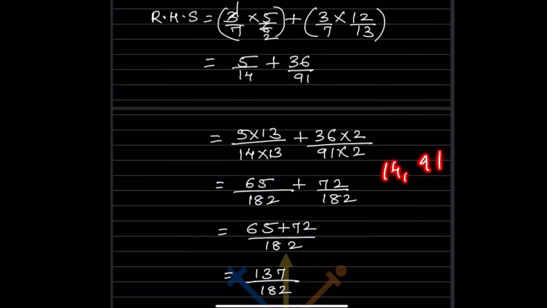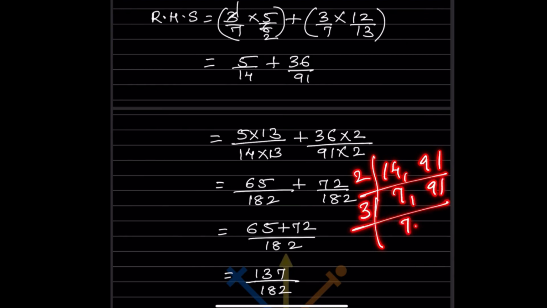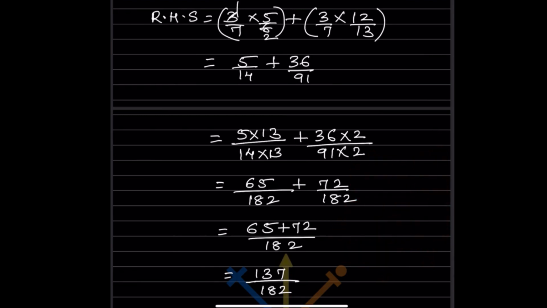14 and 91. So first we have to see for 2, 2 sevens are 91. Then we'll go for 3. So here it doesn't go with 3, but then it goes with 7. 7 ones are 7 and 7 ones are 7, 7 threes are. Then this goes with 13. So 13 sevens are 91 and 91 twos are, that will be 182. So the LCM is 182.